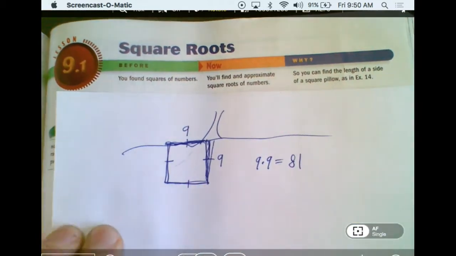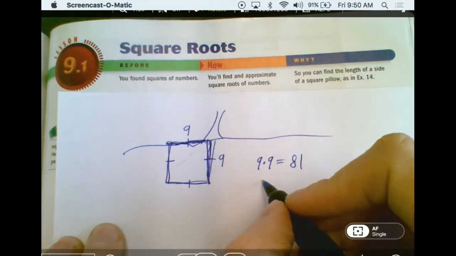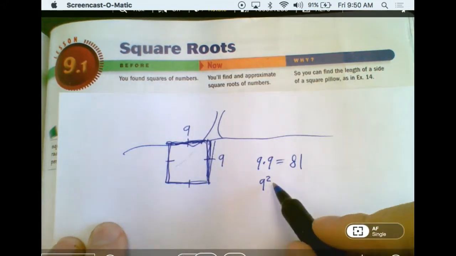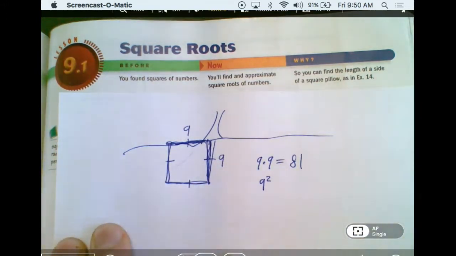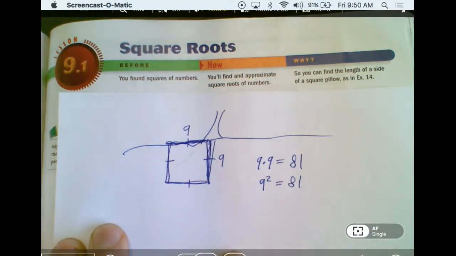So here's what a square root is. 9 times 9 equals 81. We can write that as 9 squared because there's 2 9s, so we put an exponent of 2 equals 81. Now, square root is just the opposite of squaring something.